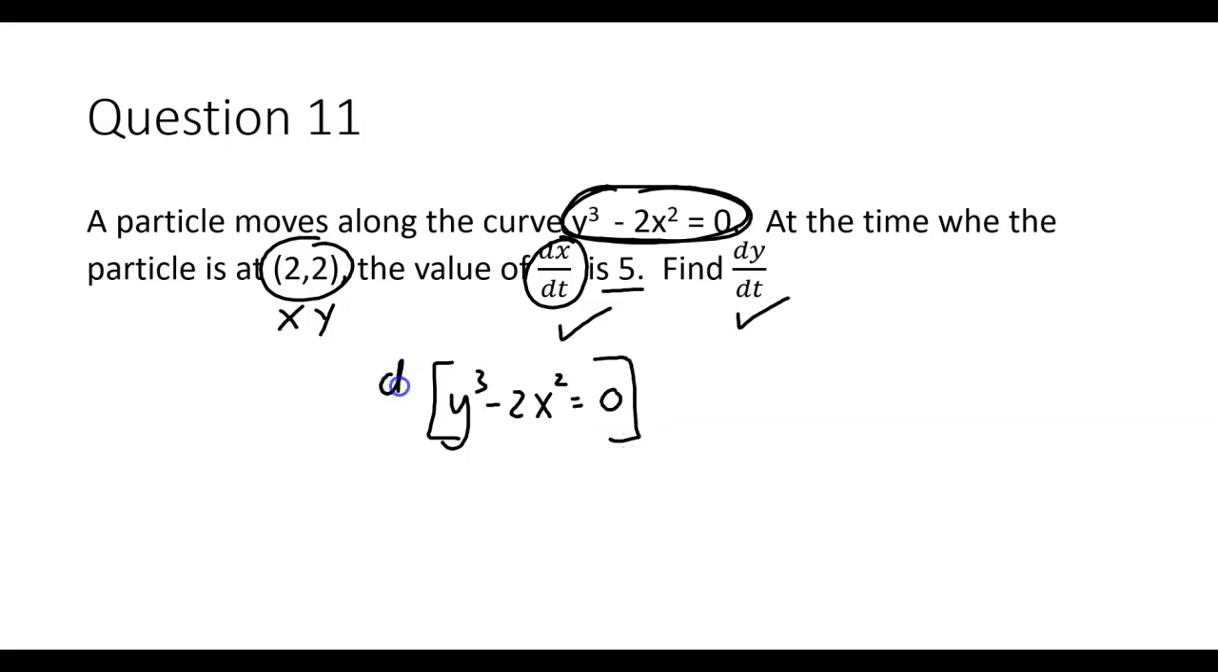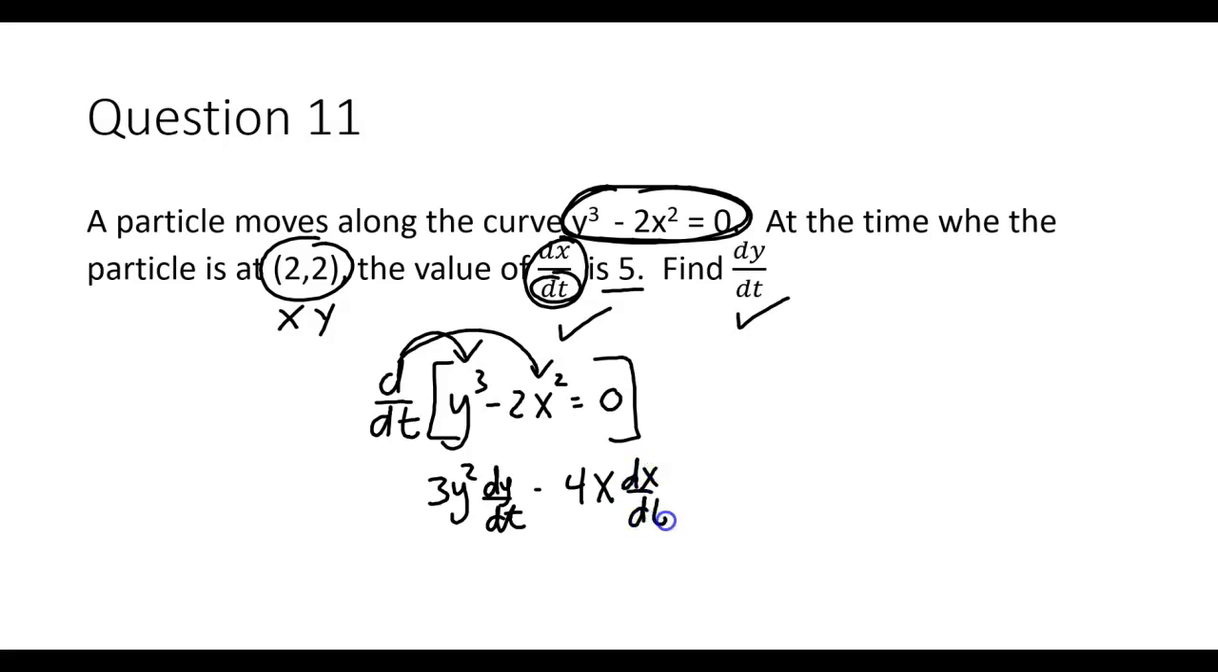Let's get down to business. We're going to take the derivative with respect to time, because that's what we're doing there. That's 3y squared, but don't forget your dy/dt, minus 4x, but don't forget your dx/dt. And the derivative of a constant is just 0, so that doesn't change.